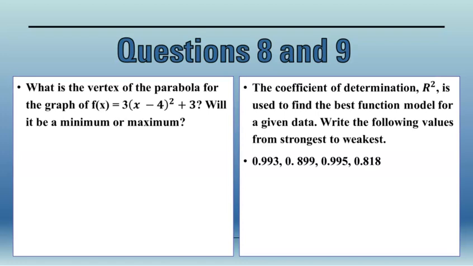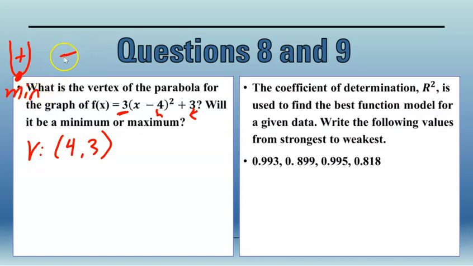Question 8. What is the vertex of the parabola for the graph of f of x equaling 3 times x minus 4 squared plus 3? So this is my h, this is my k. My vertex is always my h and k. So here, my vertex would be 4, 3. And because my a is positive, when the a is positive, it opens upward and you have a minimum.